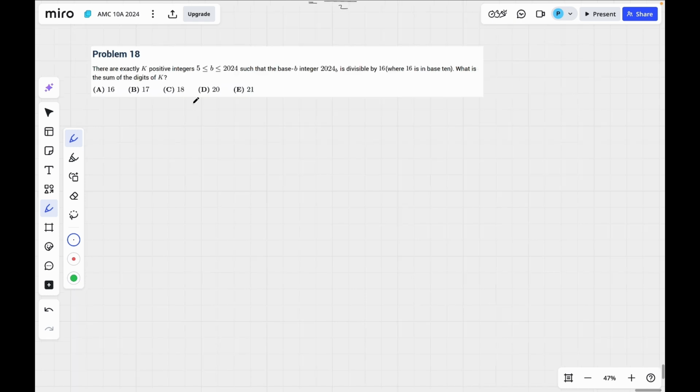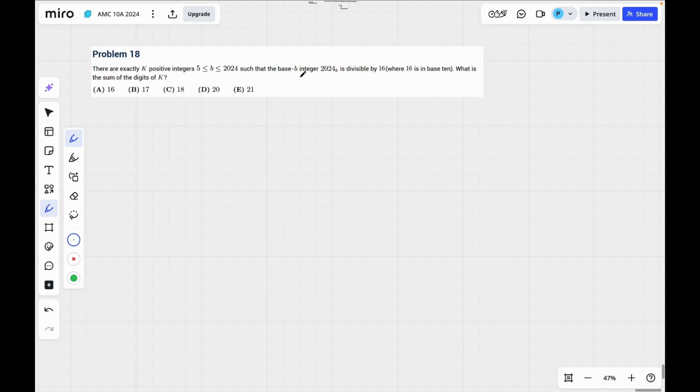Problem 18. There are exactly k positive integers b where 5 is less than or equal to b, less than or equal to 2024, such that the base b integer 2024 is divisible by 16, where 16 is in base 10. What is the sum of the digits of k?